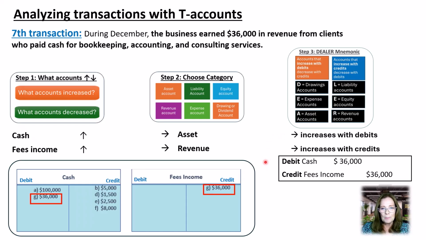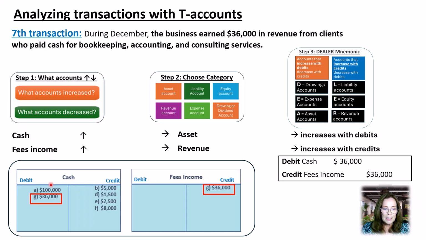What about the second part? Remember that every transaction has at least two parts, at least one debit and one credit. When we analyzed this transaction previously, we said that fees income increased. Fees income is a revenue account, and we can see in the dealer mnemonic that revenue accounts increase with credits. The revenue increased, so we credit the account fees income. So debit cash and credit fees income.